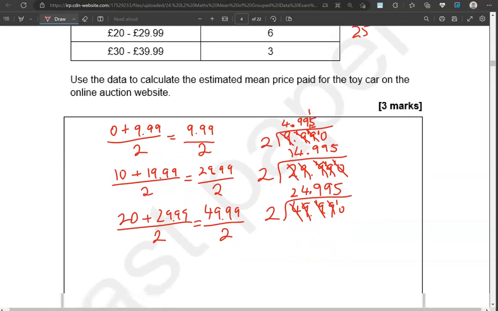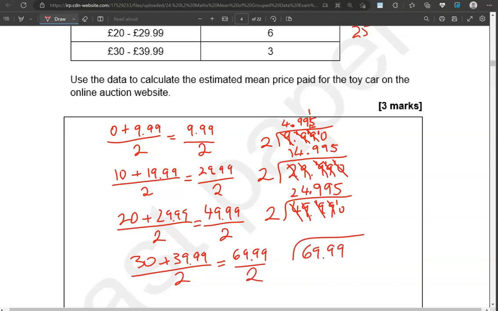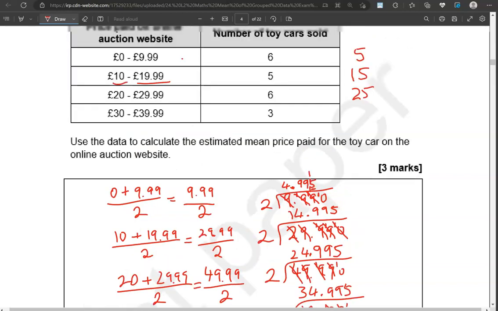And finally, we have 30 and 39.99 divided by 2. So that is 69.99 divided by 2. How many 2's into 6? That is 3. How many 2's into 9? That is 4. And we have 1 remaining. Again, same process as before. So this is £35.